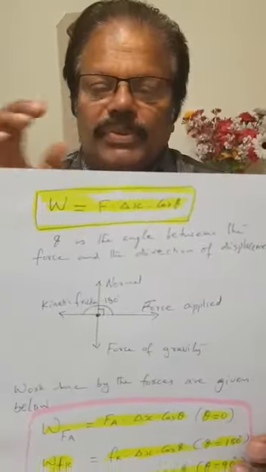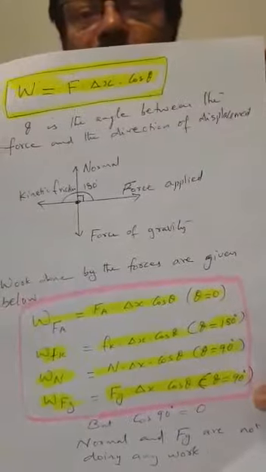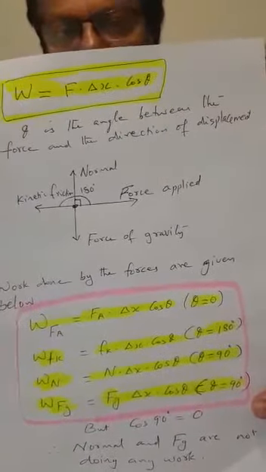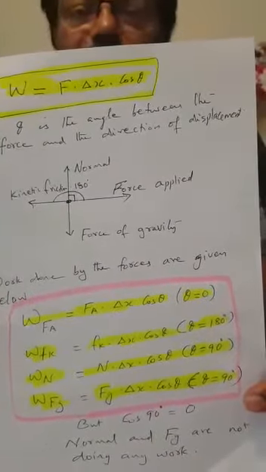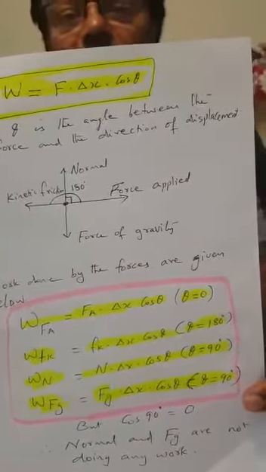So you can see the work done by the applied force is Fa times delta x times cos theta. So in this case, the object moves in a direction parallel to the force, and you know that there is no angle between parallel lines. Therefore, theta is equal to 0 and cos 0 is equal to 1. So that is how we calculated the work done by the applied force.